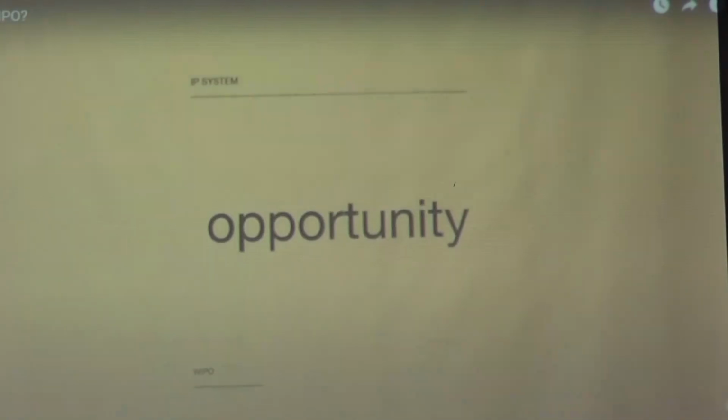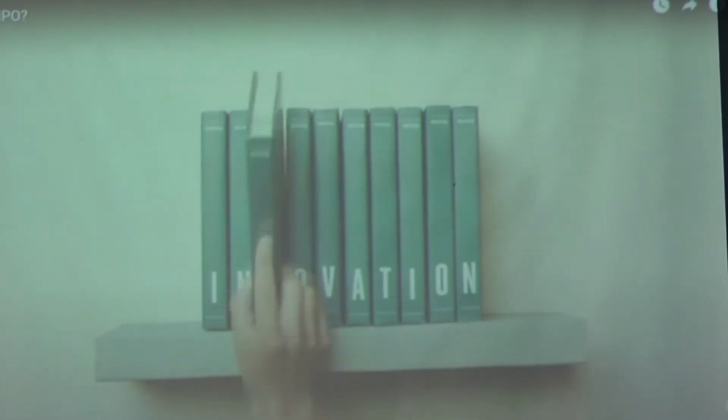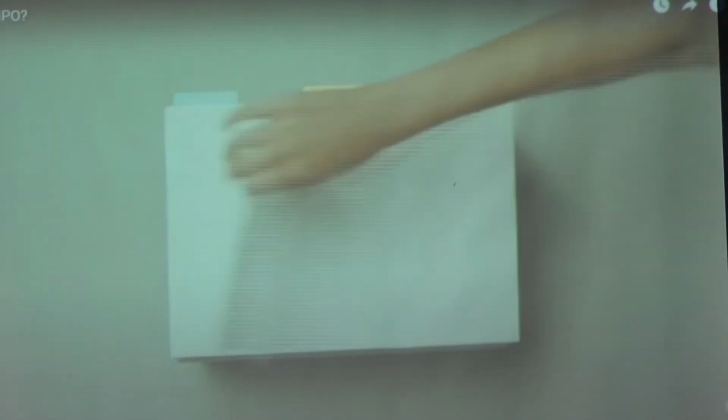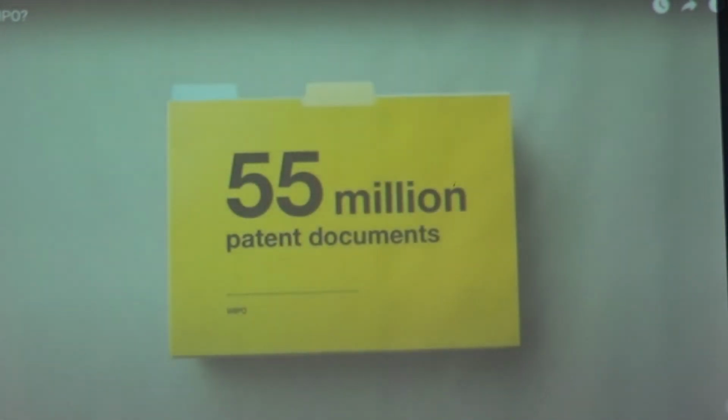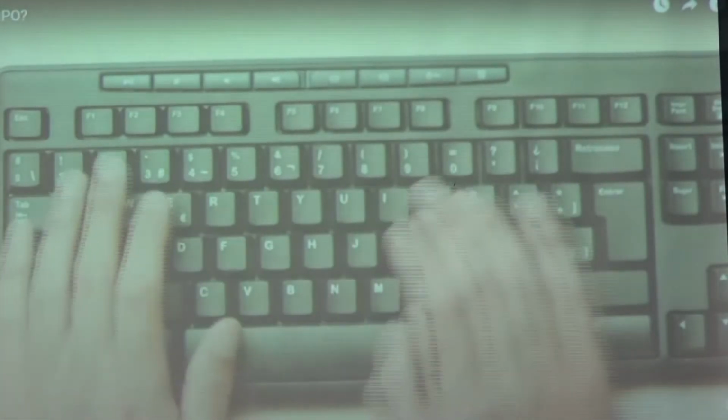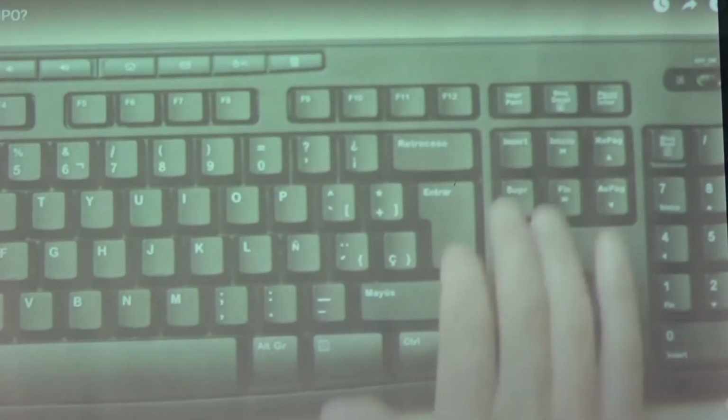That means more opportunity and more jobs. Innovation requires information. WIPO provides free access to IP information, including more than 55 million patent documents and more than 25 million records of trademarks and designs. And WIPO trains tens of thousands of people every year how to access, learn from, and use all of this priceless information.